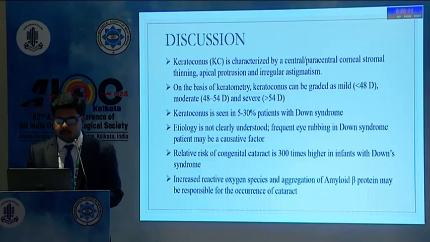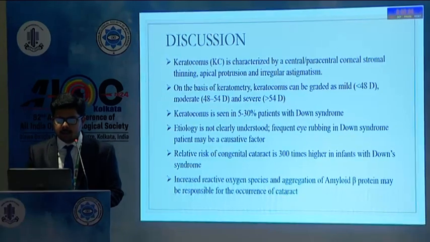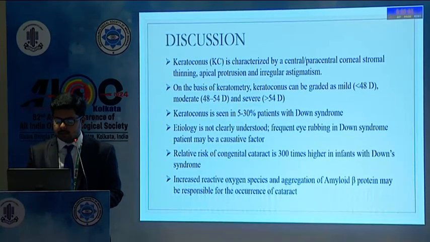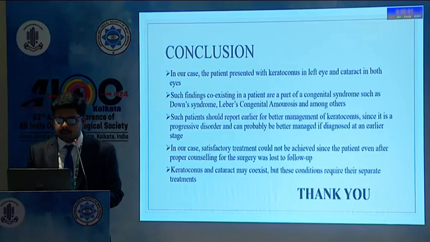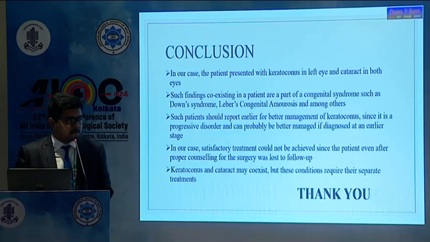The relative risk of congenital cataract is up to 300 times higher in infants with Down syndrome, which may be attributed to increased reactive oxygen species and aggregation of amyloid beta protein in the lens. In our case, the patient presented with keratoconus in the left eye and cataract in both eyes, and such findings can be seen in syndromes such as Down syndrome and Leber's congenital amaurosis. Satisfactory treatment could not be achieved since the patient denied surgery. These conditions may coexist, but they require separate treatments.